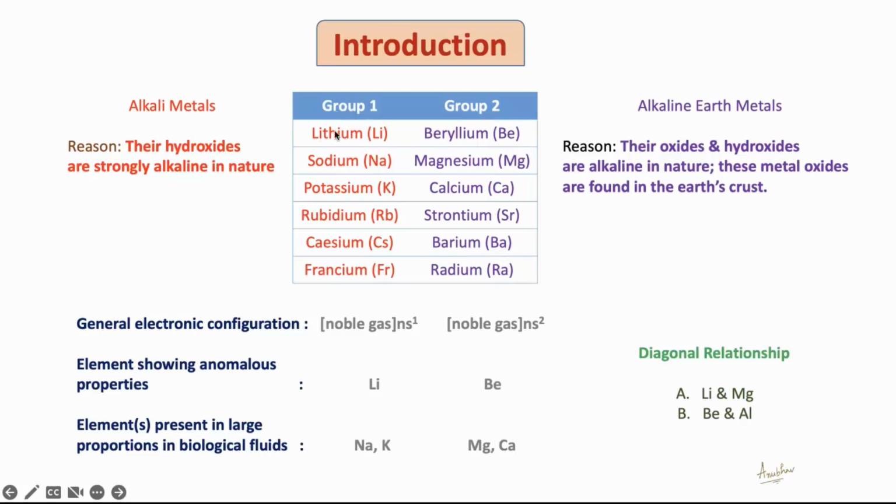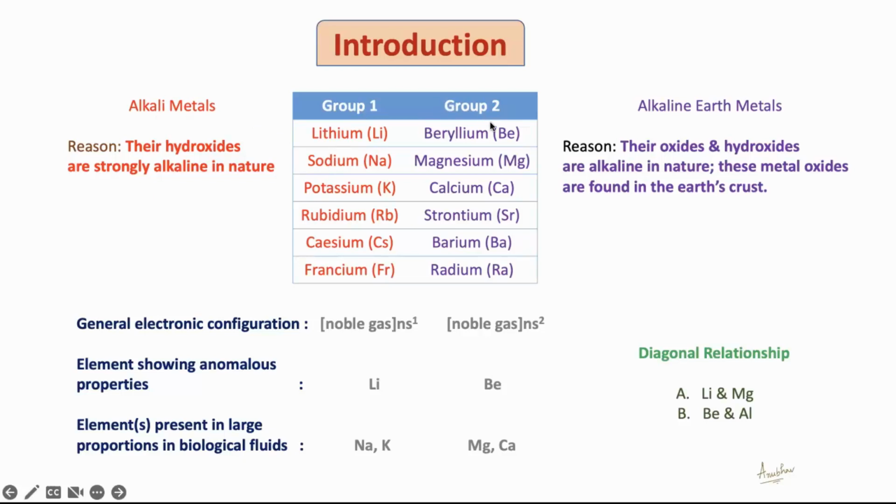The group 1 elements, that is the alkali metals, are collectively known as alkali metals because their hydroxides are strongly alkaline in nature. You might have encountered sodium hydroxide or potassium hydroxide in the chemistry laboratory. This NaOH or KOH, these are the mostly used alkali and they are strongly alkaline in nature. That's why all the elements of group 1 are collectively known as alkali metals.